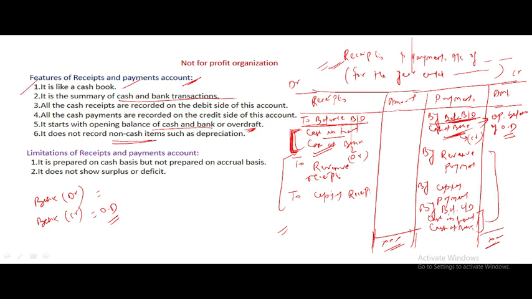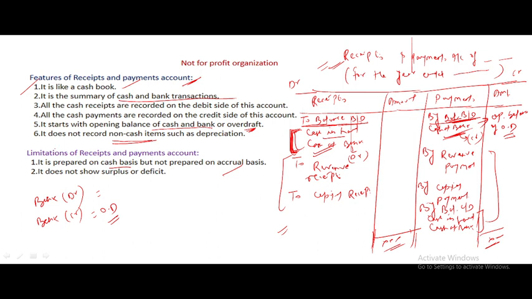Features done. Now next topic, limitations of receipts and payment account. First limitation: receipts and payment account is prepared on cash basis, but our accounting system is on the basis of accrual. This is the main limitation of receipts and payment account.